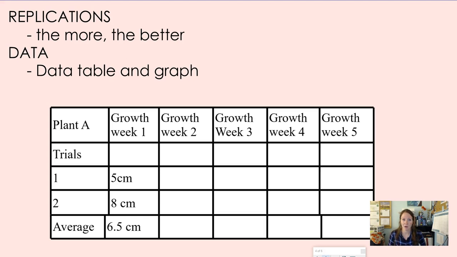Your data, remember, is the information that you're collecting, the numbers that you're writing down, your observations. You want to make sure you organize your data really well so that it's easy to analyze. You want to create a data table before you start your experiment so that you have somewhere to write your data. So in this case here, I have my plants that I'm doing, and I'm recording the height every week or something. It's just an example.